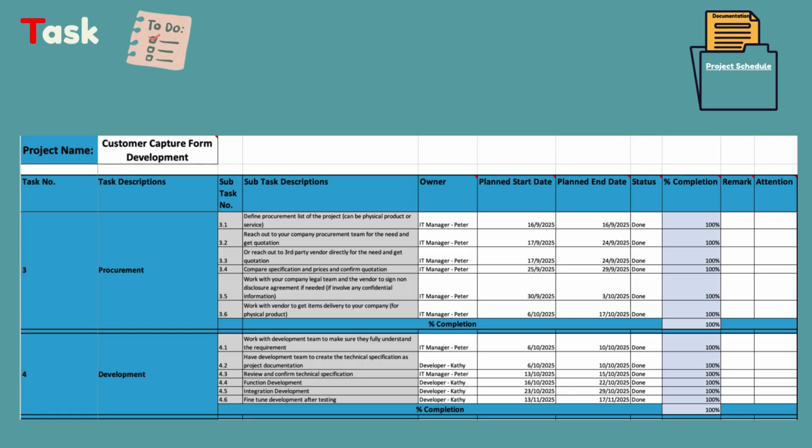Task 4, which is development, appears in nearly all IT projects related to software or applications. Like in our scenario, Peter's project is to create a customer capture form, which requires his developer, Kathy, to develop the interface and integration. We have listed the necessary tasks that might happen in this phase, including confirming requirements, technical specification writing, function development, integration development, and bug fixing or fine-tuning after testing. Remember to consult your project team on how much time they need in this phase. Provide reasonable and realistic time for them to finish their work.